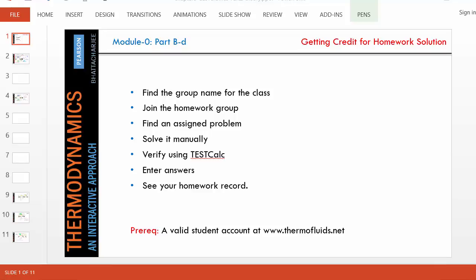Solving homework will not only earn you credit, but also help you prepare for online quizzes. More importantly, solving engineering problems correctly will make you understand the concept thoroughly and make you a better engineer.